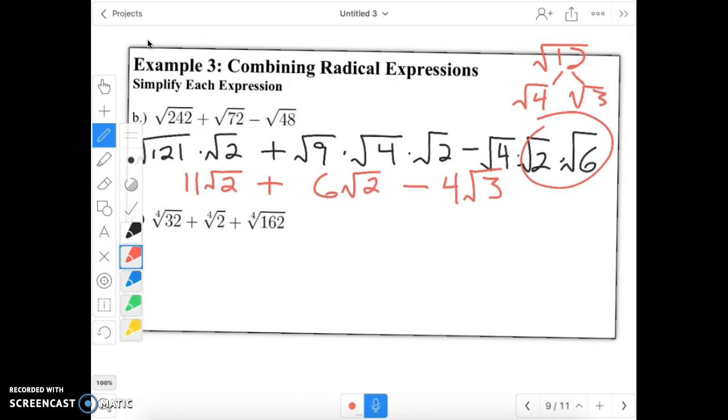And then I can simplify from here. So 11 root 2 plus 6 root 2 is 17 root 2 minus 4 root 3. Can't add those together or subtract them because we have different roots.